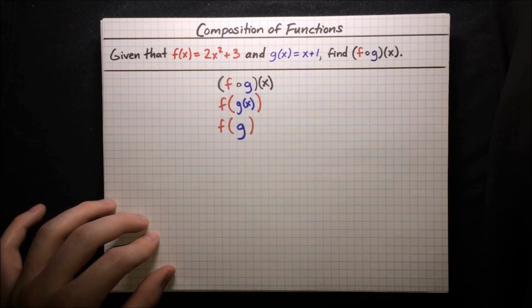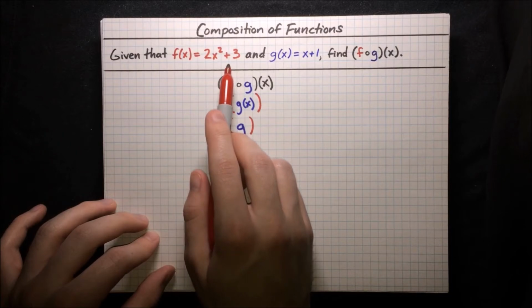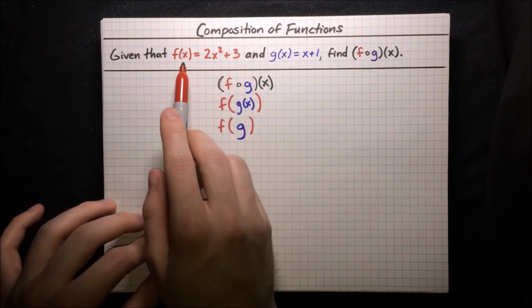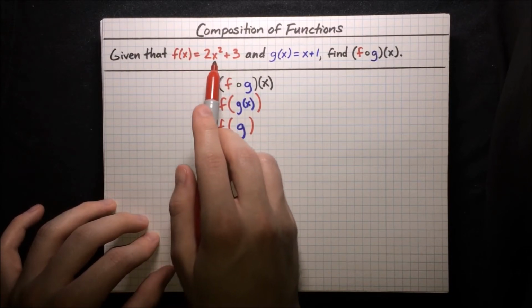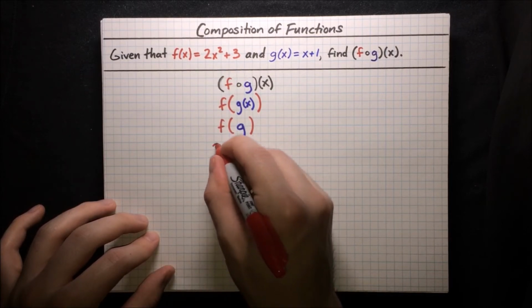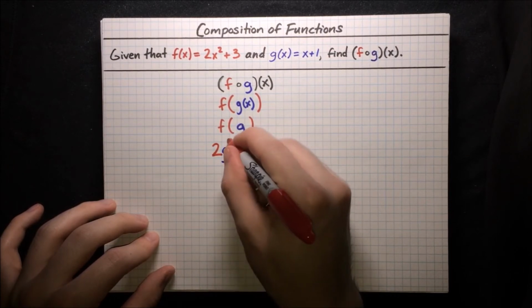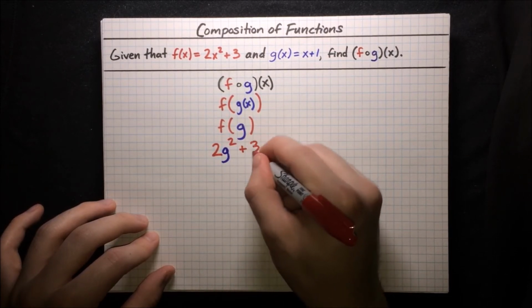We'll worry about the x later, but first let's just find f of g. Now we're told the rule for f of x right up here, and this rule just says that whatever we have as the input to f, we take 2 times that input squared plus 3. In this case, our input is g, so we just carry that through in place of x. So 2 times g squared, then plus 3.